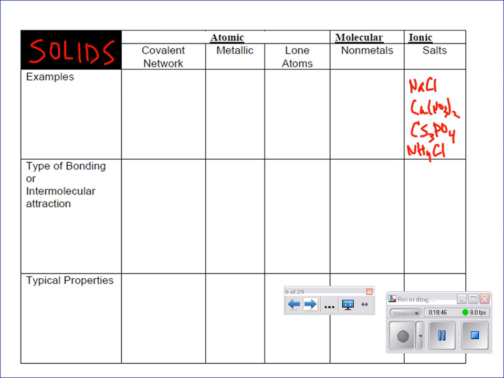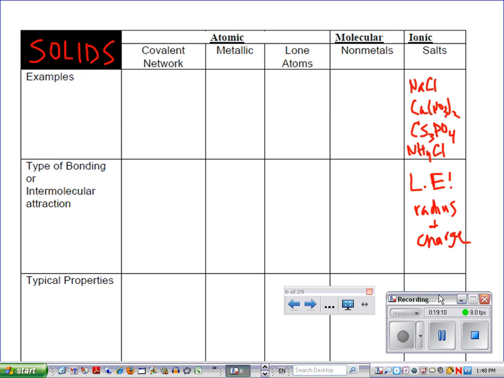All right. So those are all examples of salts. The type of bonding or intermolecular attraction that exists, we just said it, is lattice energy, right? Which depends on what? Radius and charge. Okay. So that's good. Now, what are my typical properties? Tell me what you know about salts. What are some properties? Yes, high melting point, super high.